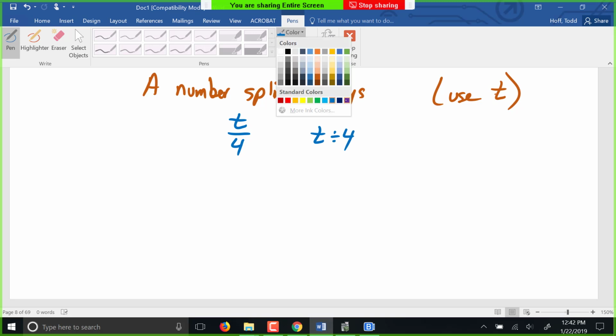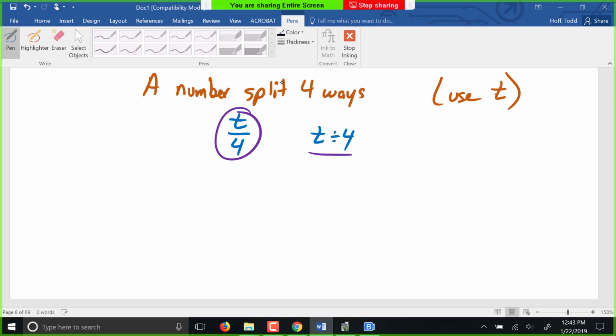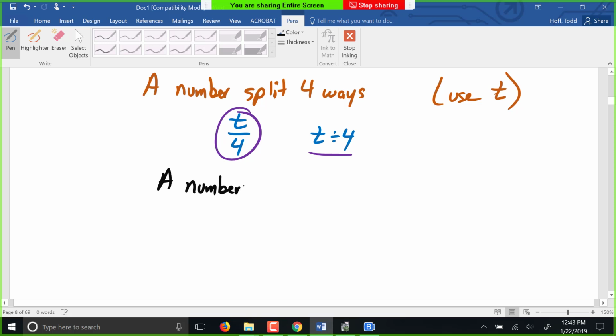Typically, just for compactness, we use t over 4, but both of those mean the exact same thing. So what are some other phrases that would be translated into t over 4 or t divided by 4? A number divided by 4, perfect. Others?